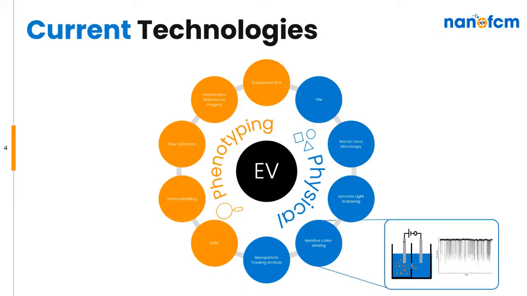Resistive pole sensing is another classical technique, which measures the changes in current across a small pore as individual particles pass through, providing size and concentration measurements. Similar to TEM, RPS provides a high level of sensitivity, but it too suffers from very slow analysis times due to samples interacting with the pore and causing blockages.